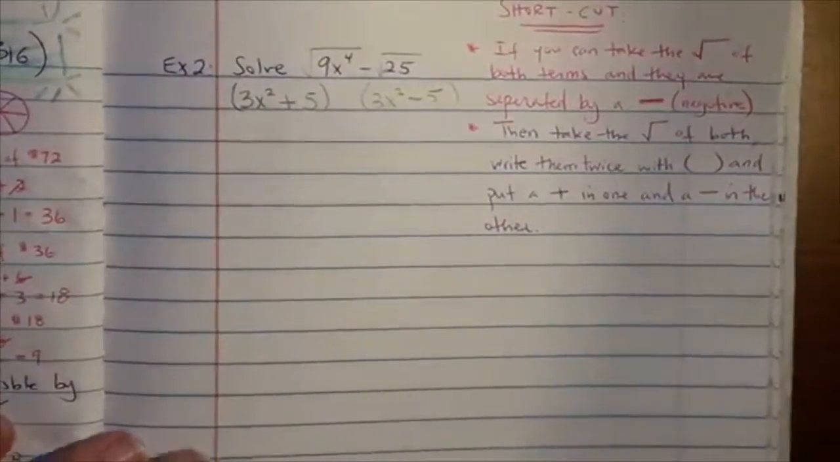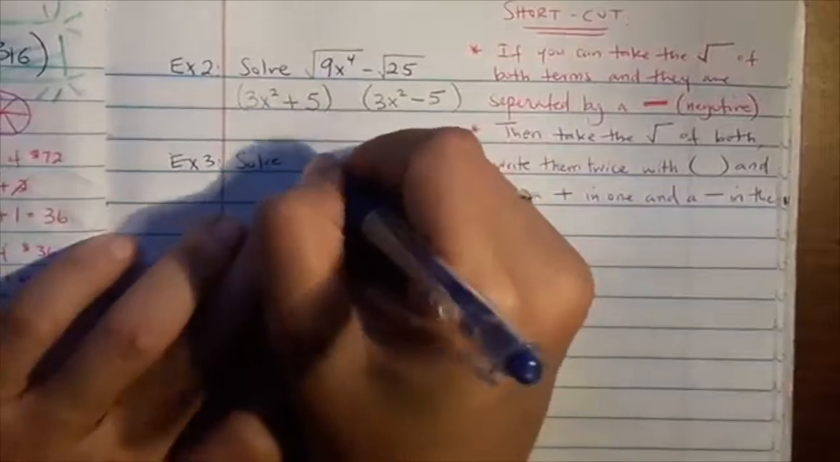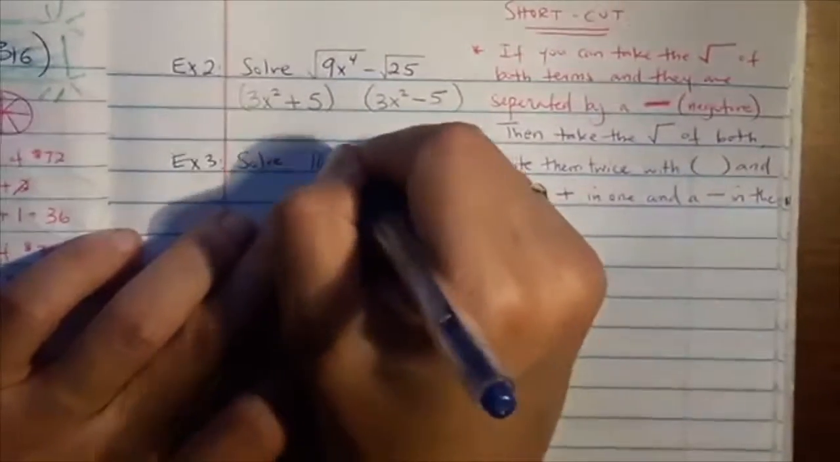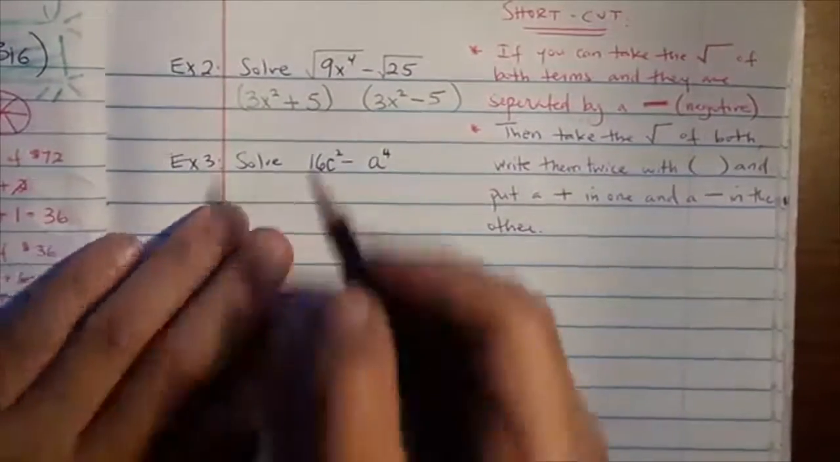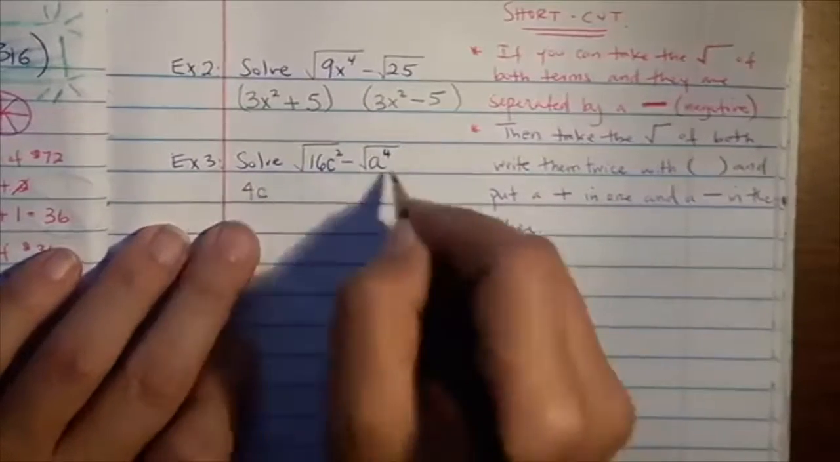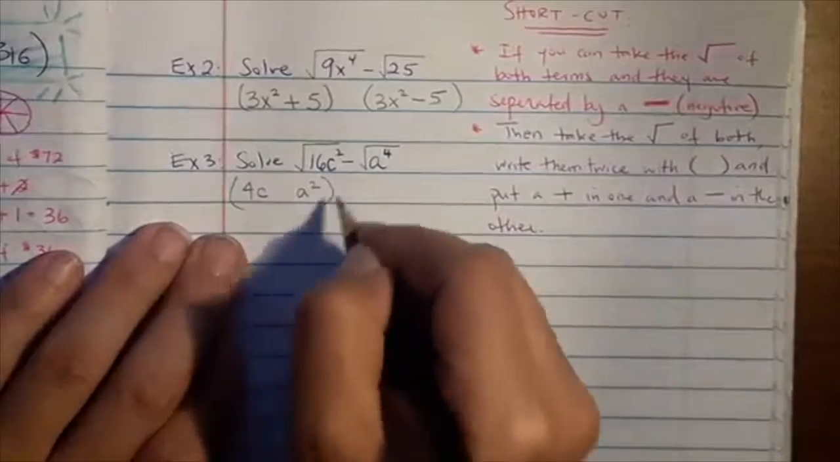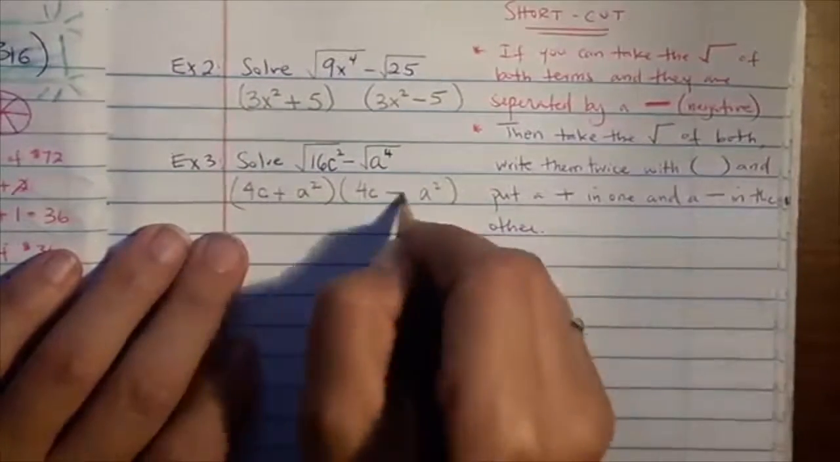So if you can take the square root of both and it's separated by a negative, that's a shortcut. Look at another example. So again, instead of solve, write factor there. So if you had 16c squared minus 8 to the fourth power. So the same thing. If you could take the square root of the first term and the last term and it's separated by a negative, go ahead and take the square roots. So those are the square roots. Do it twice and add one plus, one negative. And that's it.